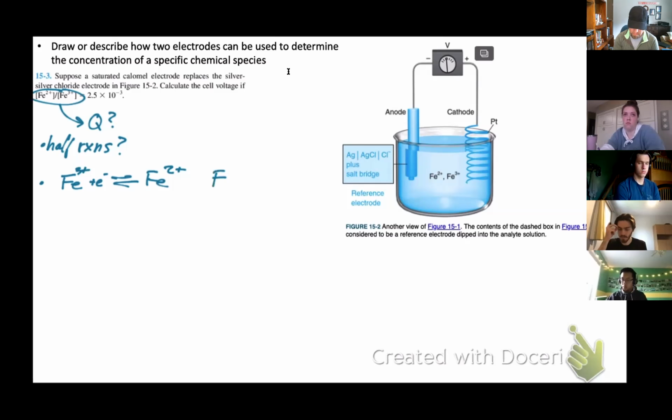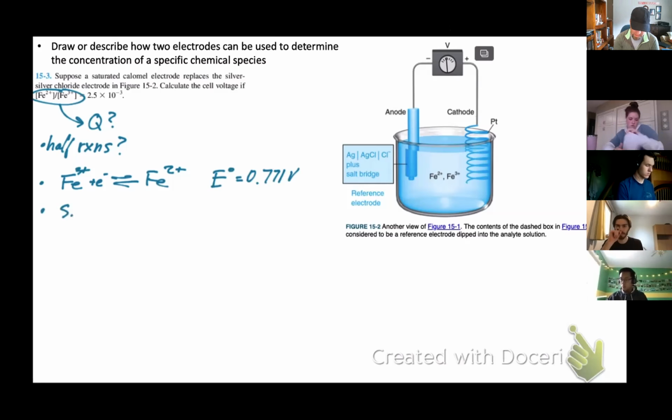Any thoughts? Well, it looks like the silver chloride reaction. Yeah, so in the silver figure, it's a silver chloride, but it's telling us that we should do this for the standard calomel, right?